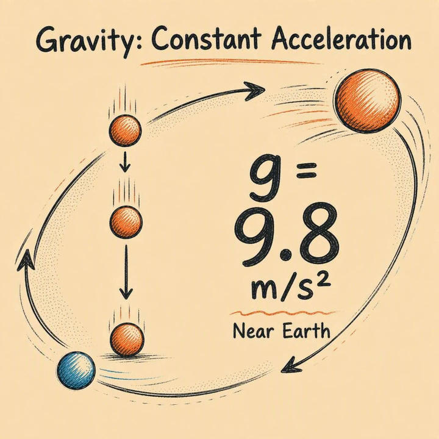Near Earth's surface, gravity produces a downward acceleration of about 9.8 meters per second squared. That means a freely falling object gains about 9.8 meters per second of downward velocity every second, ignoring air resistance. Gravity is the reason falling motion is accelerated rather than constant.